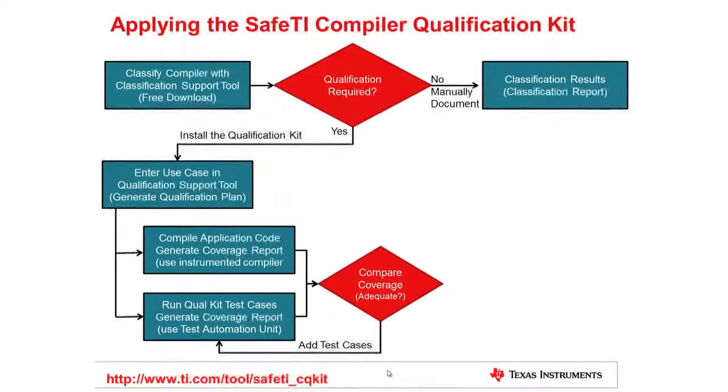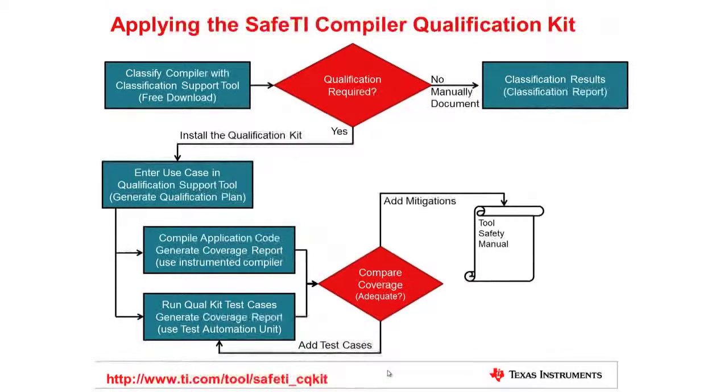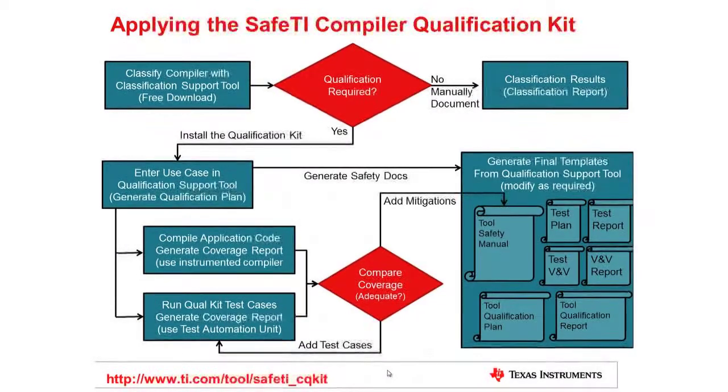This step can be repeated until the coverage is adequate. If additional mitigations are required, they are normally added to the tool safety manual to document how to avoid the potential error not covered by testing. The QST also generates the necessary safety documents, which you can then modify as required, including the initial classification report based on your specific use case.